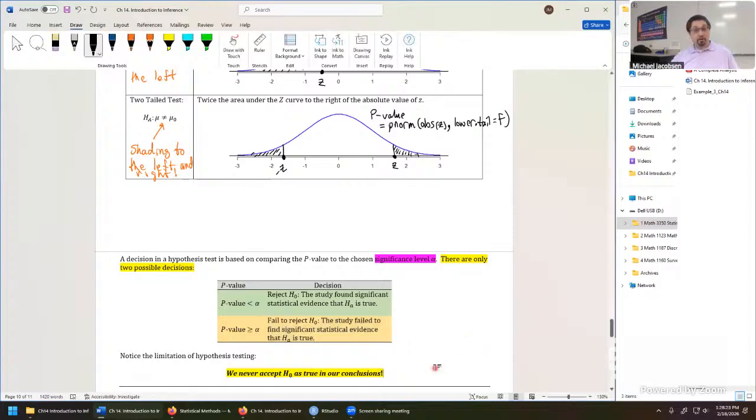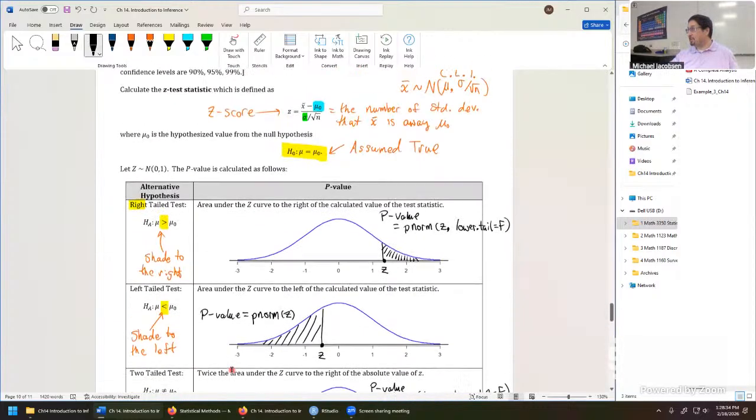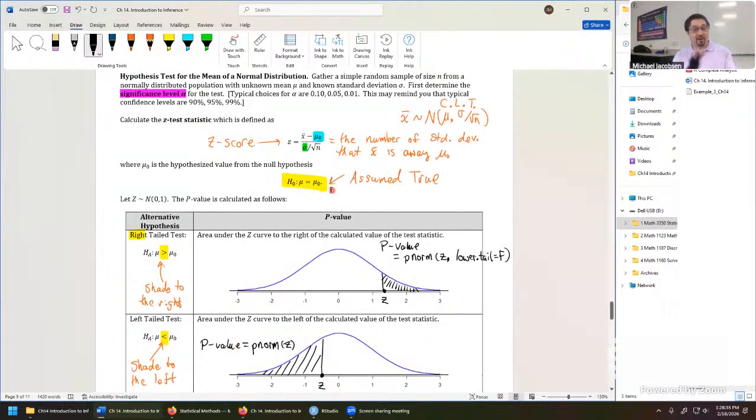So those are the only two conclusions. And another reminder, we can never accept the null hypothesis as true. If we did, that would be 100% circular logic, because recall, our whole method starts by assuming it's true. We can't assume it's true, get a large p-value and say, aha, we've proved it's true. We've gone in a literal circle with our logic if we ever did that.